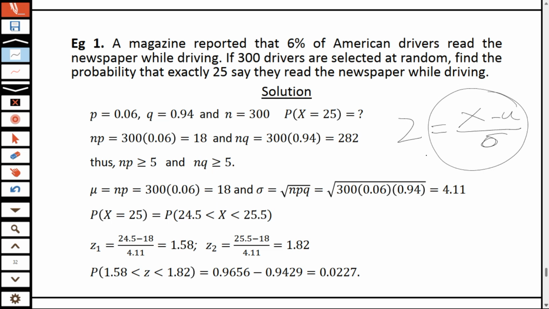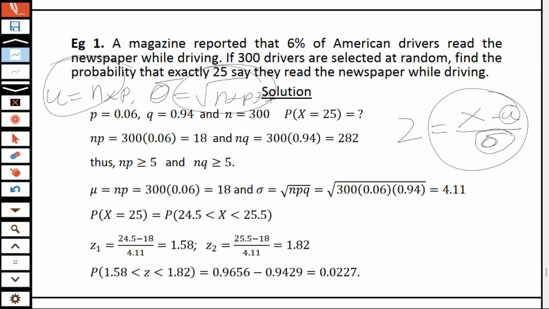So here we have to calculate our mean and our standard deviation. We use the approach for calculating the mean and standard deviation of the binomial distribution. Please, if you haven't watched the videos on binomial distribution, kindly go back and watch them before you watch this one. We know that our expectation, that's our mean, is equal to n times p, and our sigma is equal to the square root of n times p times q.